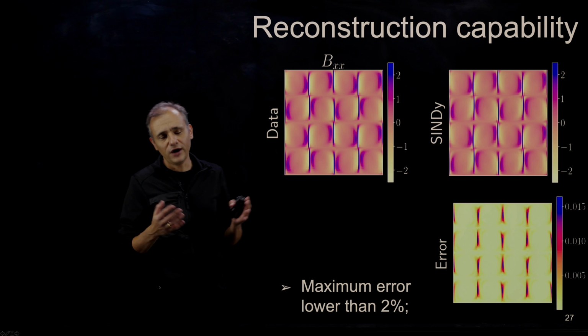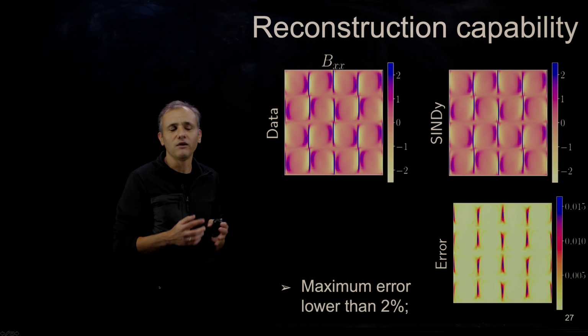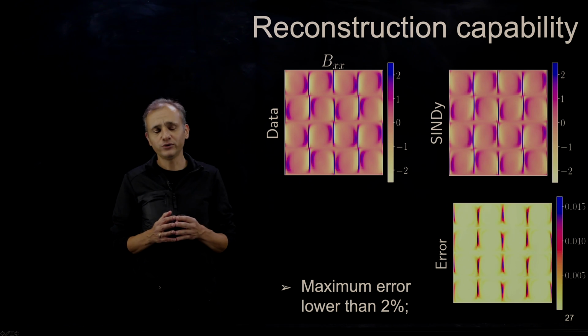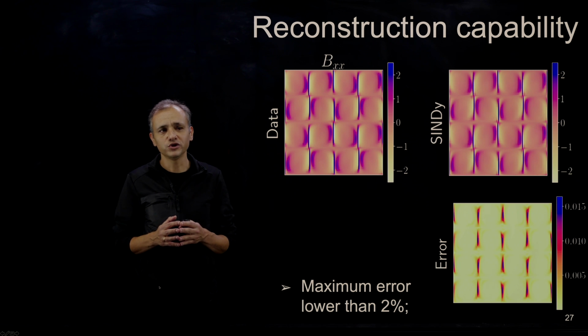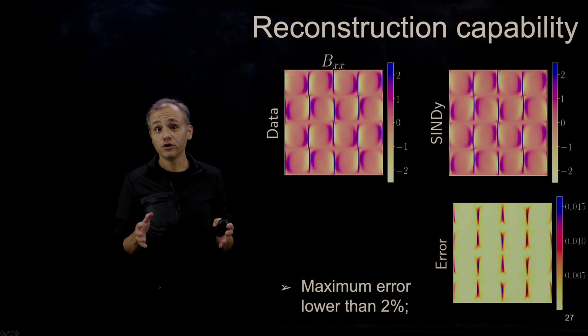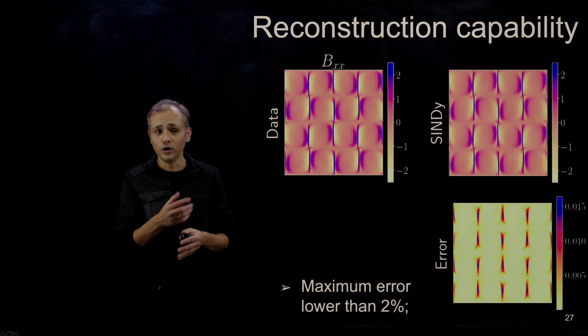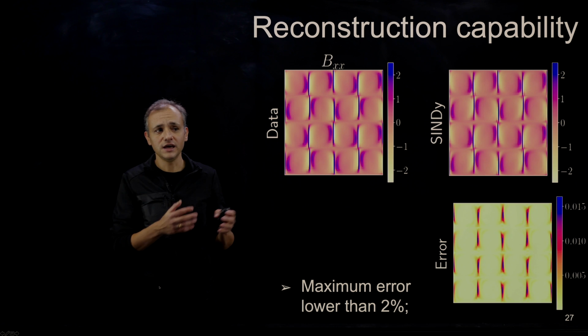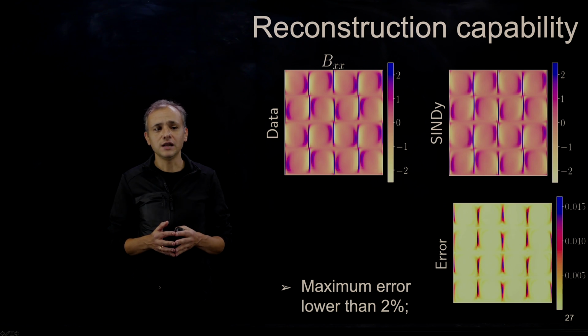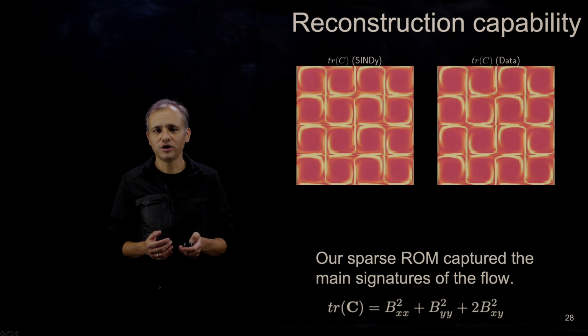Okay, it's important to talk about reconstruction. Now I am considering just one component of the B matrix, the square root tensor. For this component, you can see that we have low error in terms of reconstruction. Observe that the maximum error in this case is lower than 2%. And this is another important point in terms of our reduced order model.